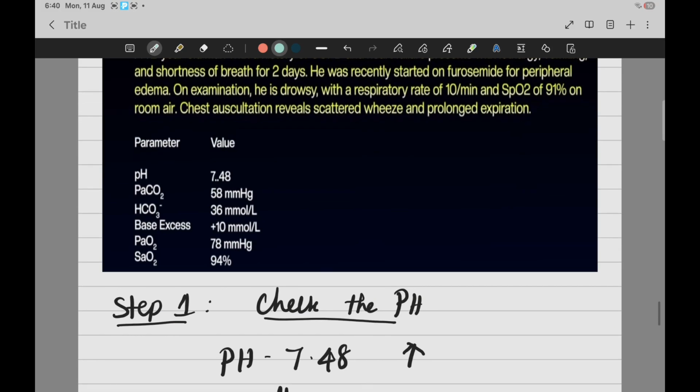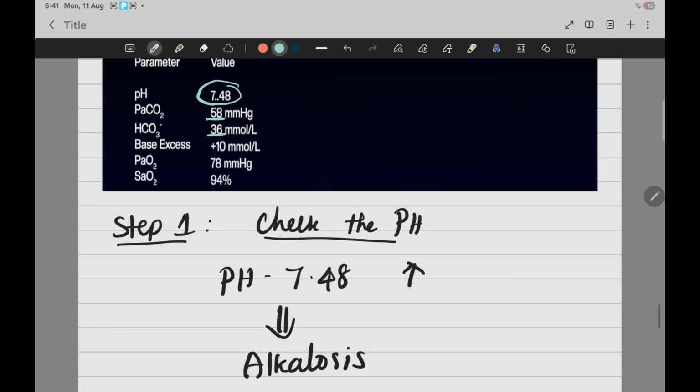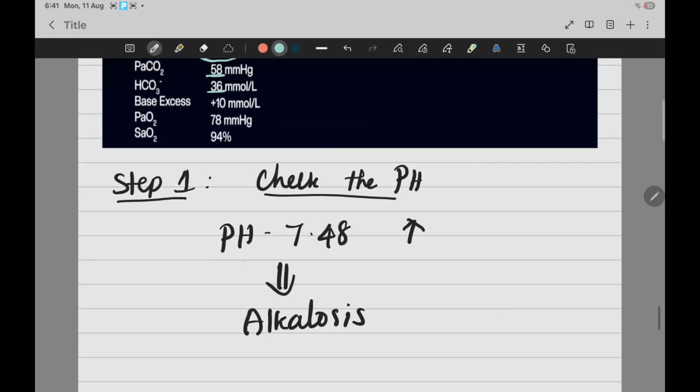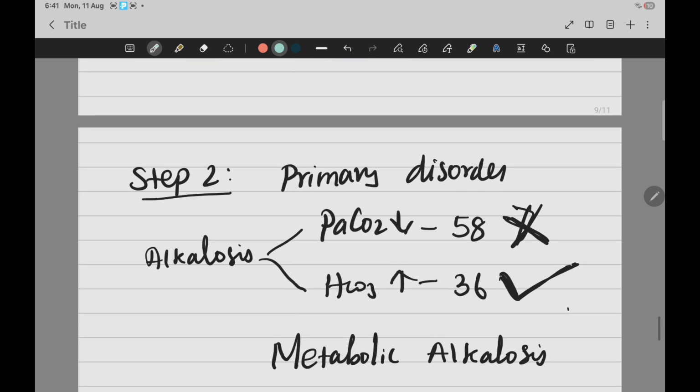Okay, his ABG was showing pH 7.48 and PaCO2 was 58. Bicarb was 36. Okay. First step, what I told, check the pH. We are checking. pH was 7.48. It is increasing, so alkalosis. If it is more than 7.45, alkalosis. Alkalosis, then the formula for primary disorder, we need to find respiratory side or metabolic side.